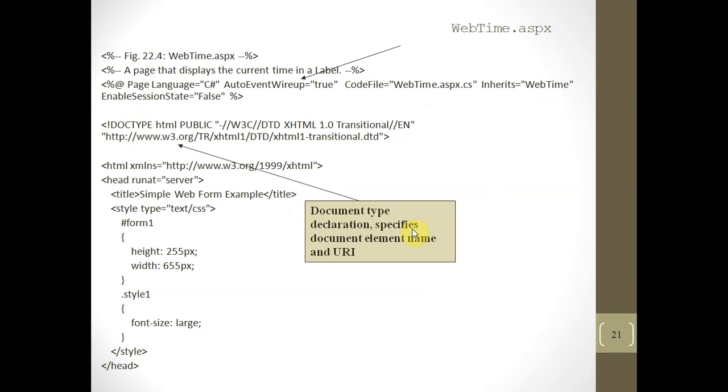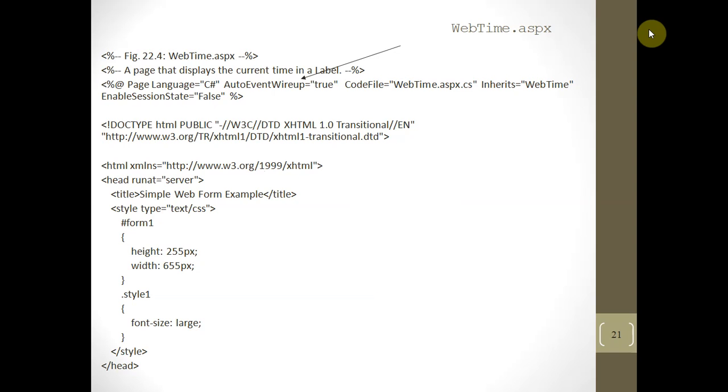Okay, and the document type, you will have to mention this document type. DOCTYPE is used in case of the HTML file declaration to specify the document element name and URI. So this is the doctype, and now you can see here the head portion, title portion, and style for the form. The style of form1: its height is this and width is this, and the font size is large, and this style is closed. We are using CSS also here, and head is closed.